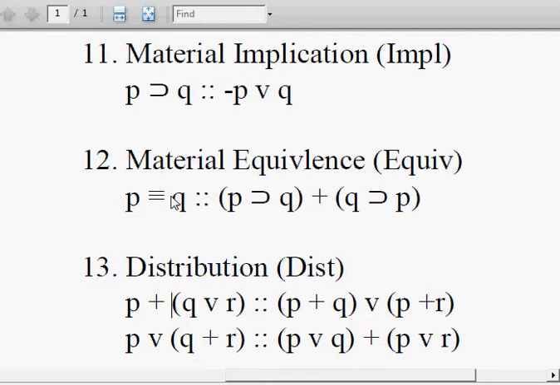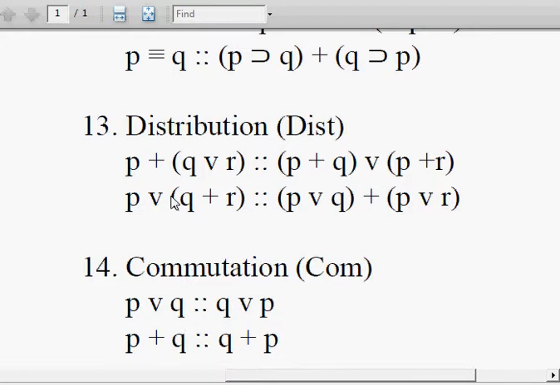Distribution is the idea that if you have something like P dot, in parentheses, Q wedge R, you can distribute that P into the parentheses by making it P dot Q wedge P dot R, because you know it's going to be the case that P is true and then it's either Q or R.